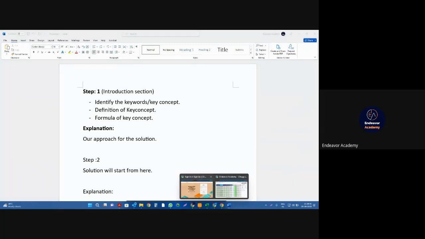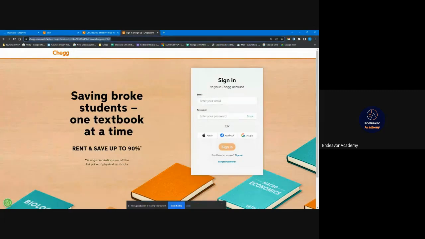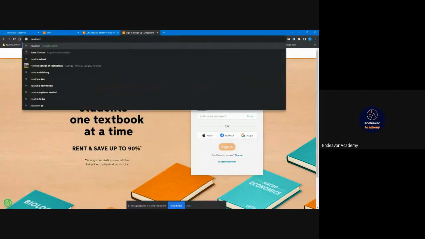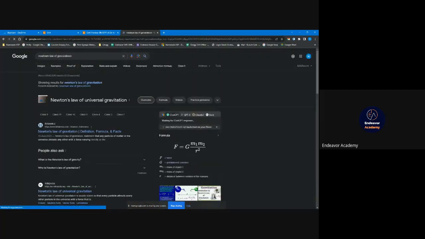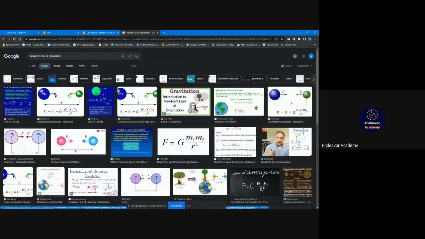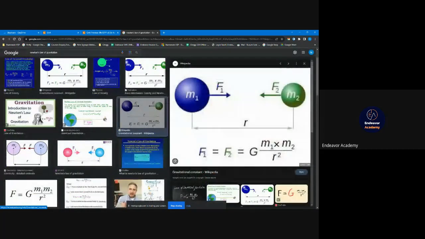I will show you from one example in order to make things very clear, how we have to approach the solution and how we have to create our particular solution. So let's say this was the question. In this question, there were two masses given. The mass M1 is given, M2 is given, and we have to find the attraction force between these two bodies. For that, we are using this particular formula.